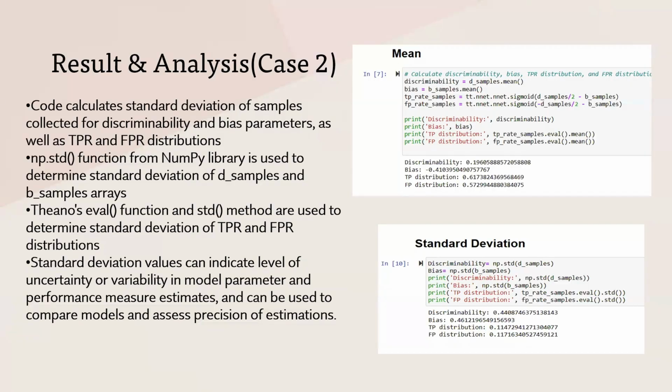The code employs NumPy's np.std function for D samples and B samples arrays, and Theano's eval function with the std method for TPR and FPR distributions to calculate standard deviations. These metrics gauge uncertainty and variability in model parameters and performance measures, aiding in model comparison and precision assessment.